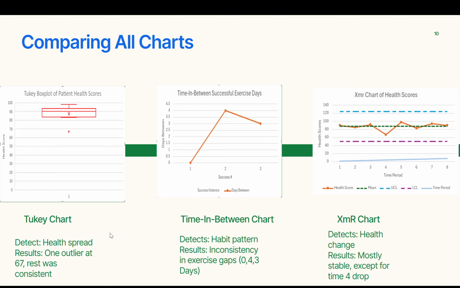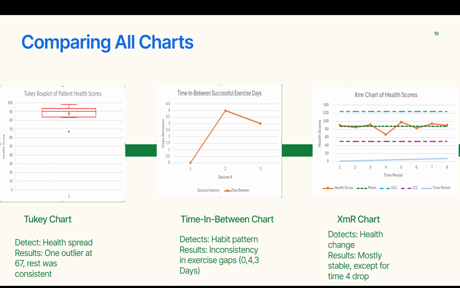So together these charts present a comprehensive picture. The patient's health appears mostly stable, with one noticeable low point flagged by both the XMR and the Tukey chart. The outlier at time period 4 suggests a temporary dip in health, but not an overall downward trend. On the other hand, the time in between chart reveals irregular exercise behavior, with gaps of 0, 4, and 3 days between successes. This pattern indicates the patient has not yet developed a consistent exercise habit. While the health status remains statistically in control, the inconsistency in behavior suggests that sustained improvement in physical activity has not yet occurred.